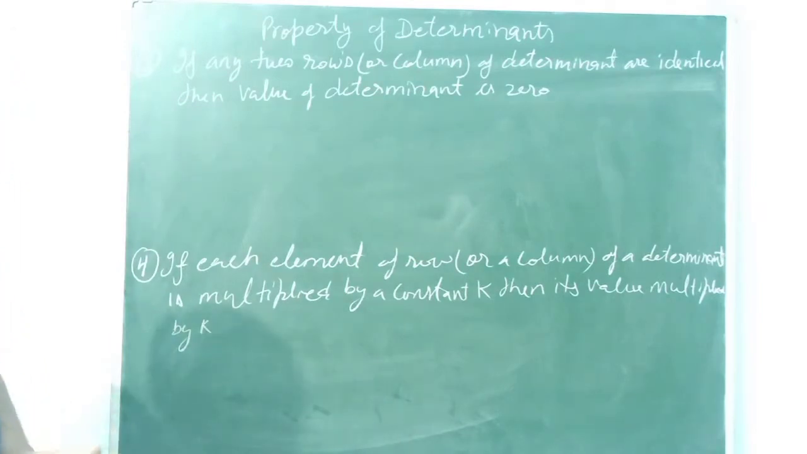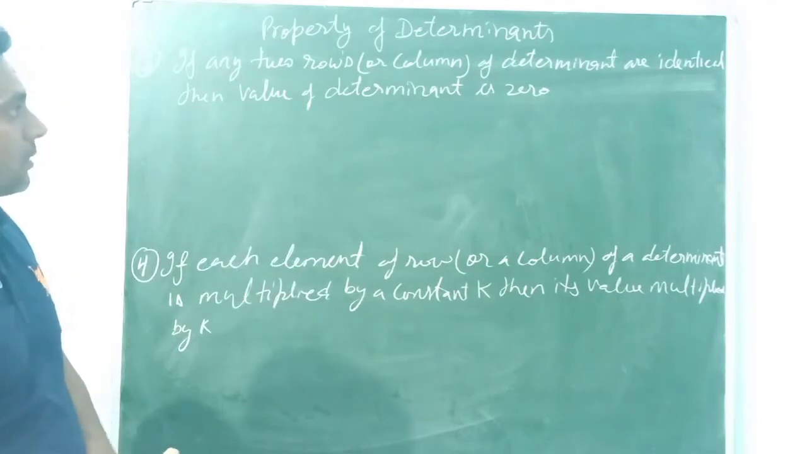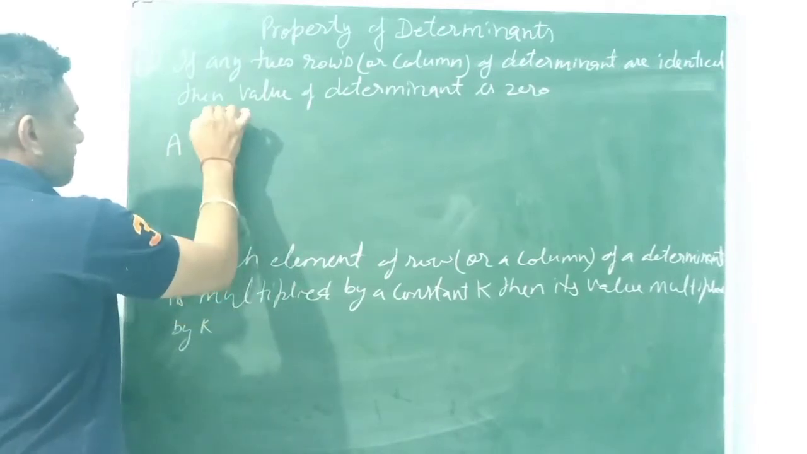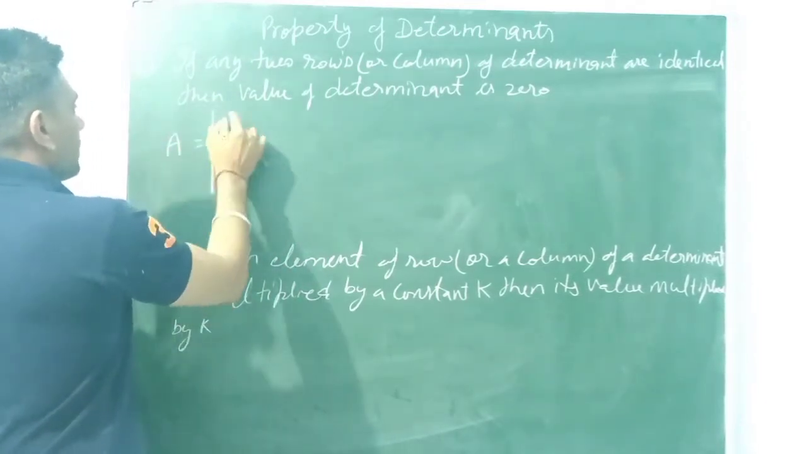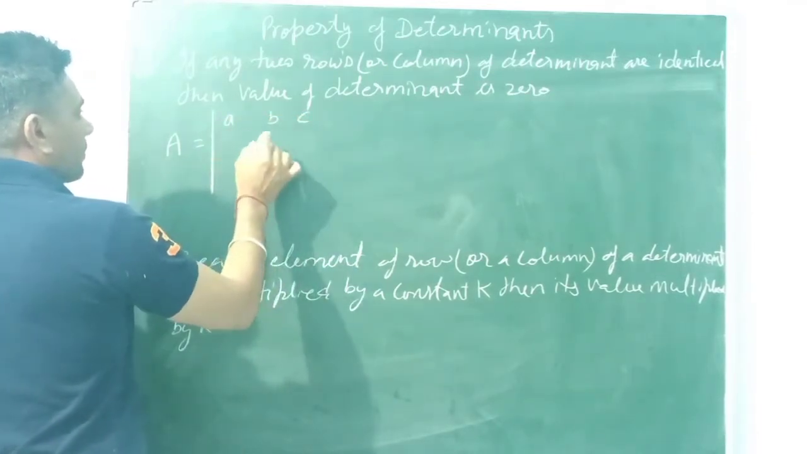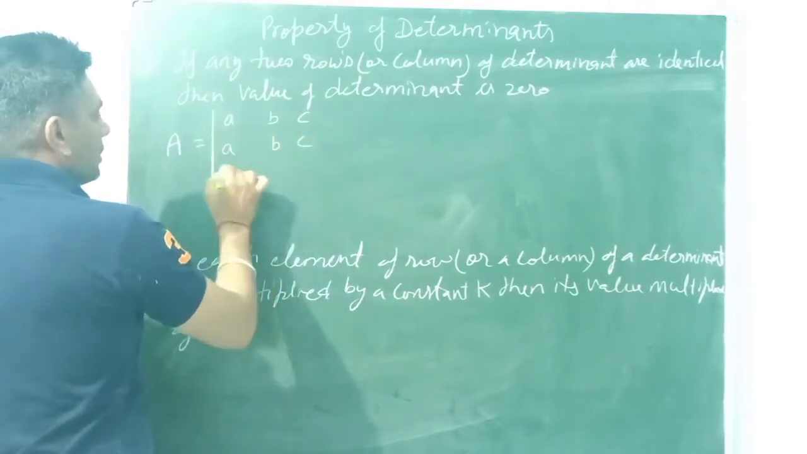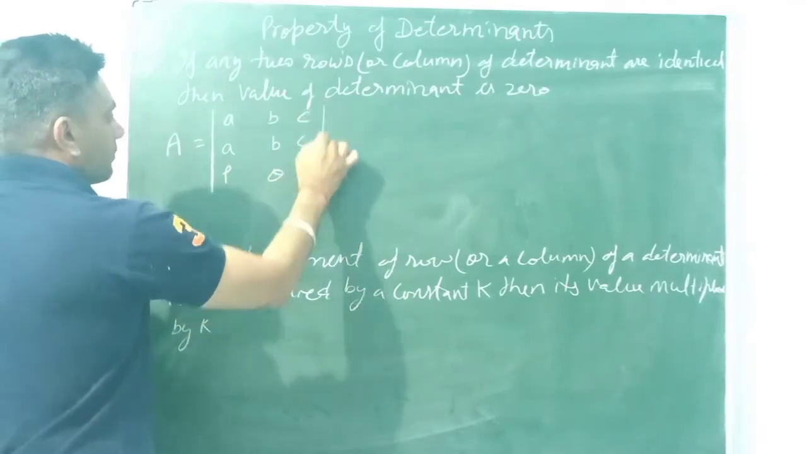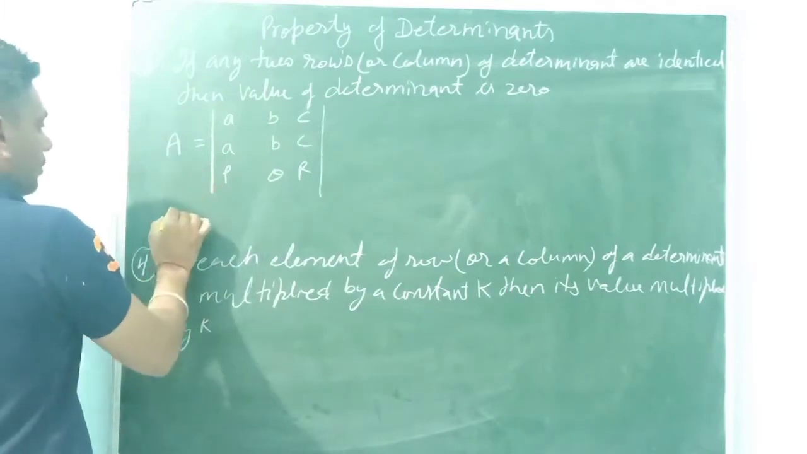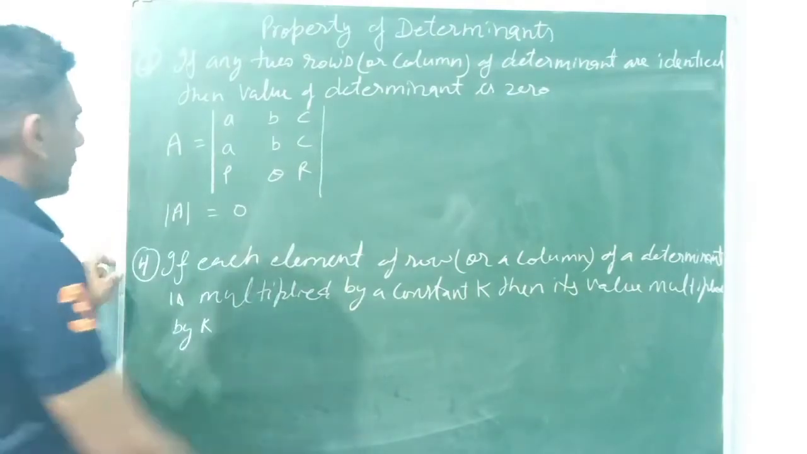If any two rows or columns of a determinant are identical, then the value of the determinant is 0. Now take an example. A determinant: A, B, C; A, B, C; P, Q, R. Here two rows are equal. So the value of this determinant becomes 0.